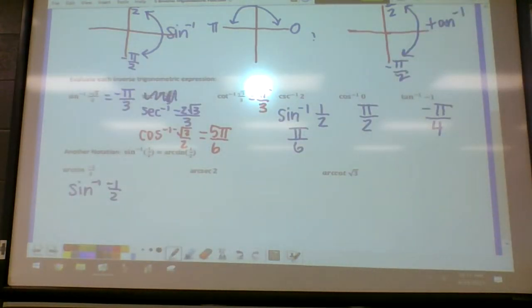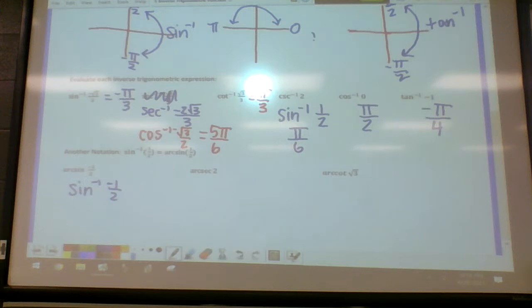So we're looking for where sine is negative 1/2. Sine is in what quadrants? Q1 and Q4. Q1 and 4. By the way, it's always 1 and something, right? It's either 1 and 4 or 1 and 2.